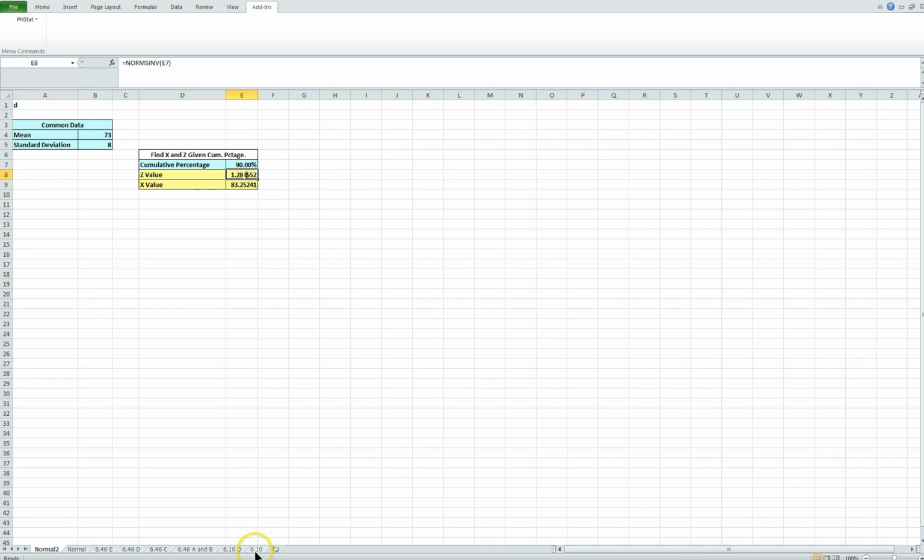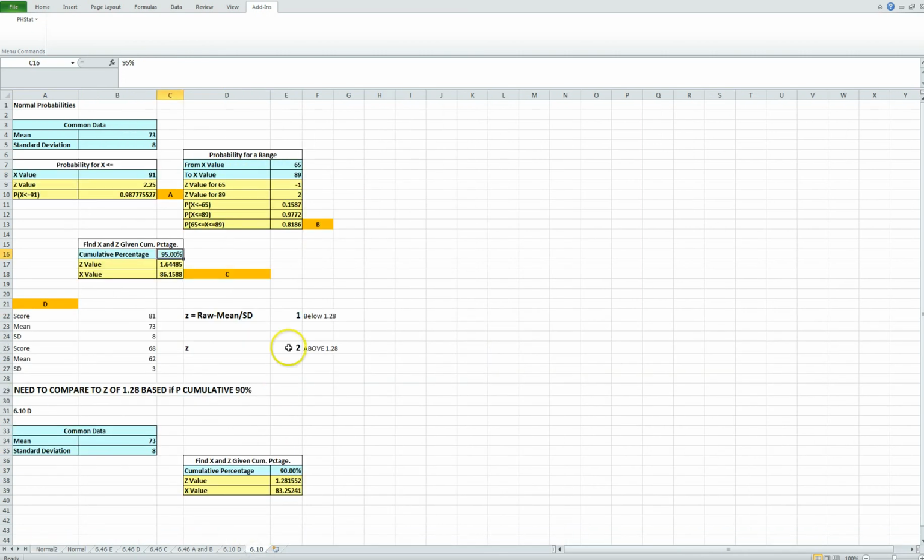We need to compare that 1.28 to our z-scores of 1 and 2, and we can see that 1 is below 1.28 and 2 is above 1.28. So we have more leeway here with the second option. So it's better to get a grade of 68 than a grade of 81 on the second test.